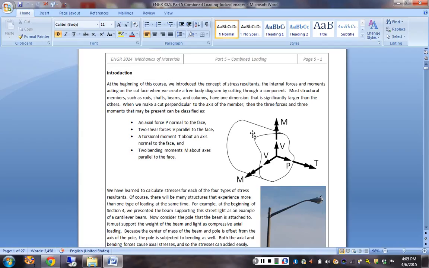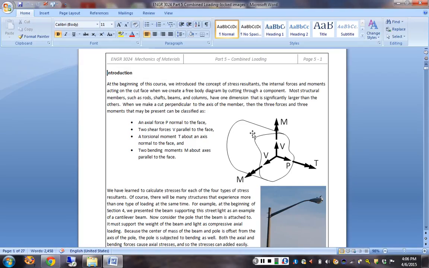But really, when you slice a three-dimensional structure, you can have up to 6 reactions concurrent at the same place. You've got 3 linear forces. We've called the normal one P, and 2 shears, a shear up and down, and a shear front and back. And then you've got 3 moments as well.